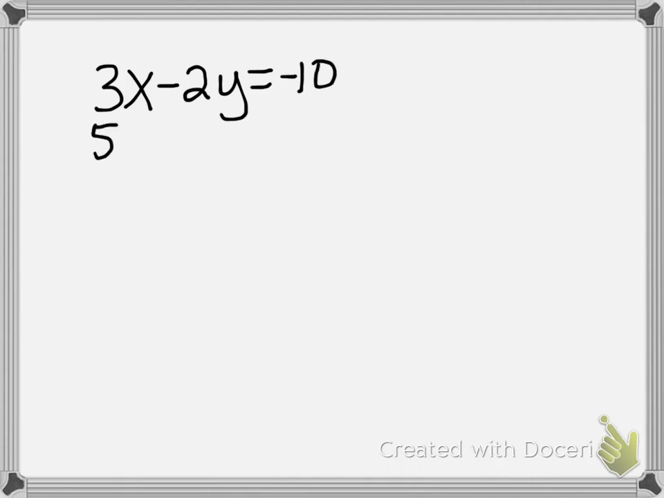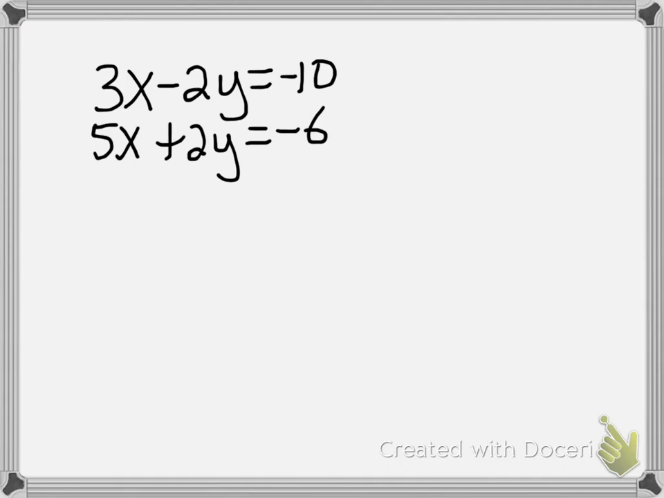All right, so let's try 3x minus 2y is equal to negative 10. And we're going to look at 5x plus 2y is equal to negative 6. So again, when you're doing elimination, you're looking at either your x's or y's, and you want them to have the same number, just different signs, so that when you add the two together, they'll cancel each other out.